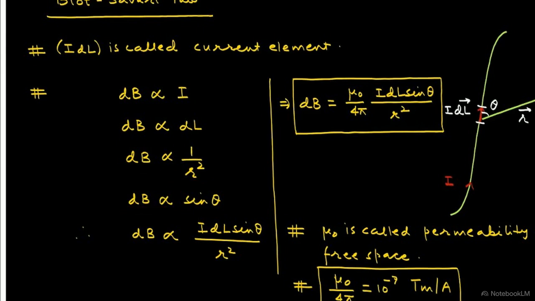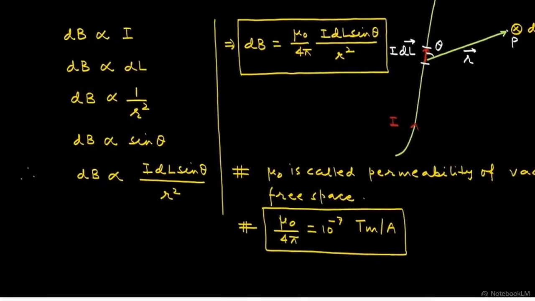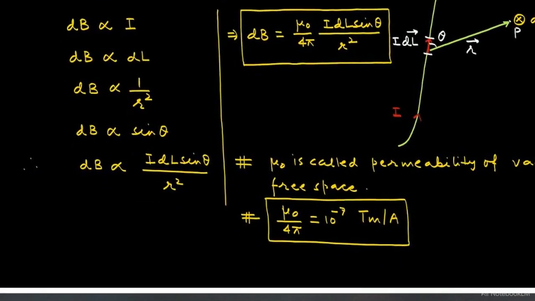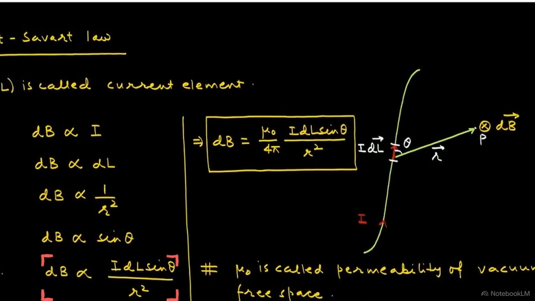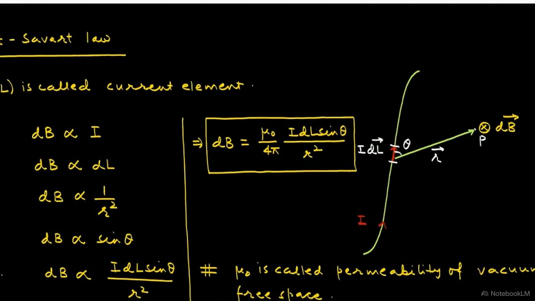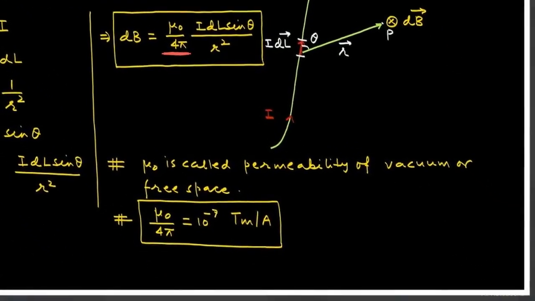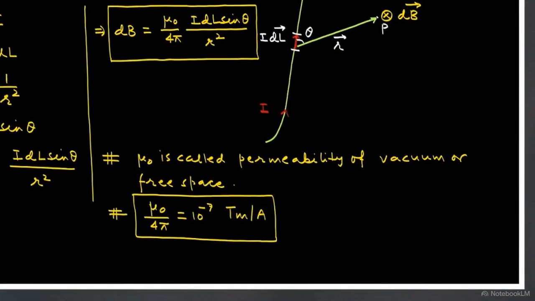We must also account for the geometry of the observation. The field strength depends on the sine of theta, the angle between the current element and the observation point. Combining these four observations yields a unified scalar expression for the magnitude of the differential magnetic field. To turn this proportionality into an exact equation, we introduce a balancing constant, μ0 over 4 pi. μ0 is the permeability of free space, a constant valued at 10 to the negative 7 Tesla meters per ampere, dictating how magnetic fields propagate.